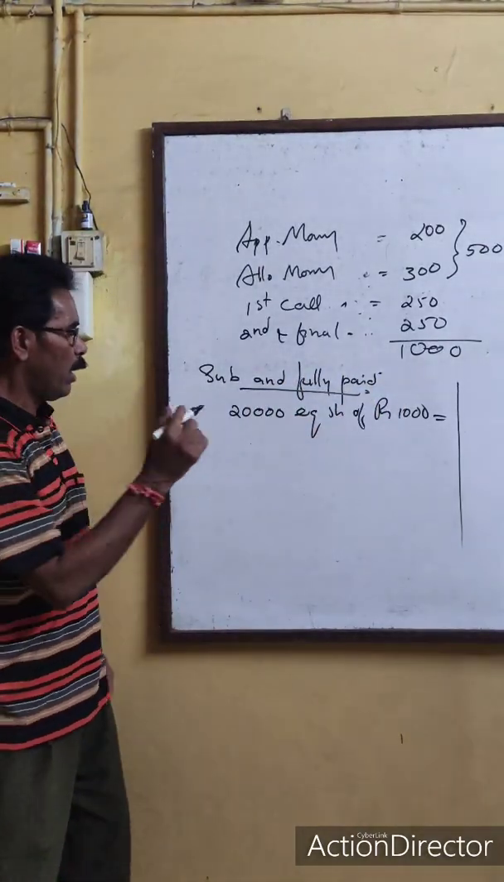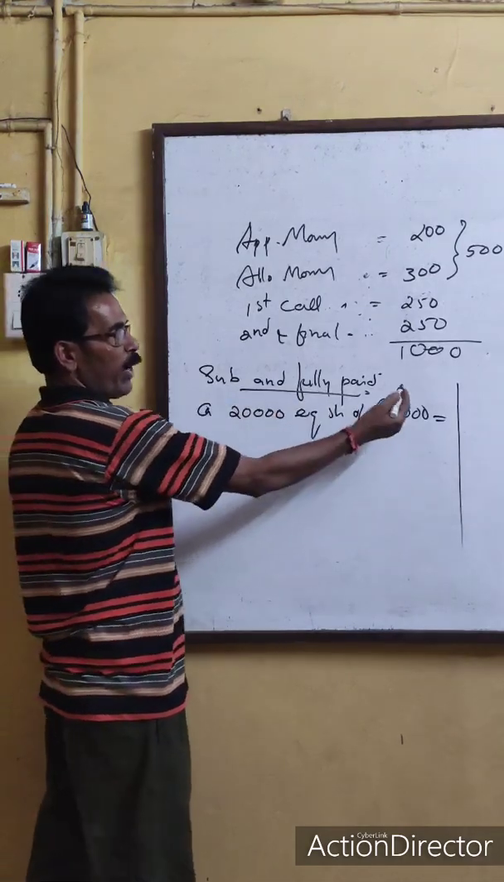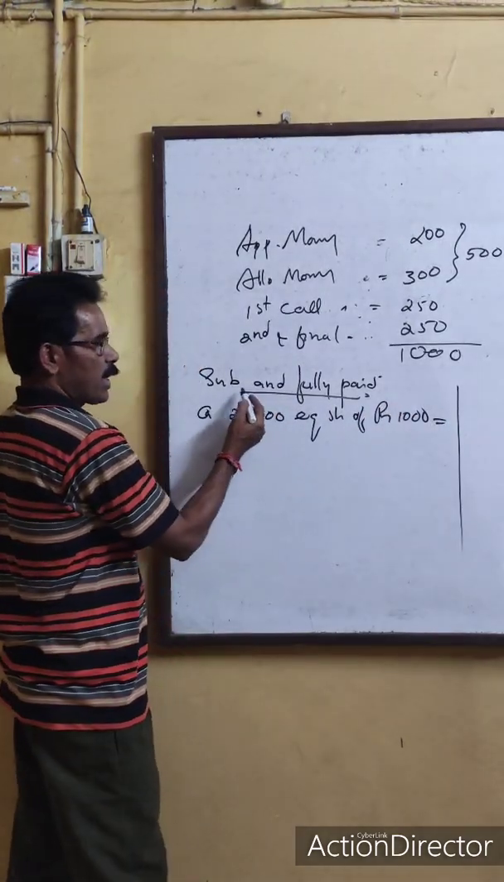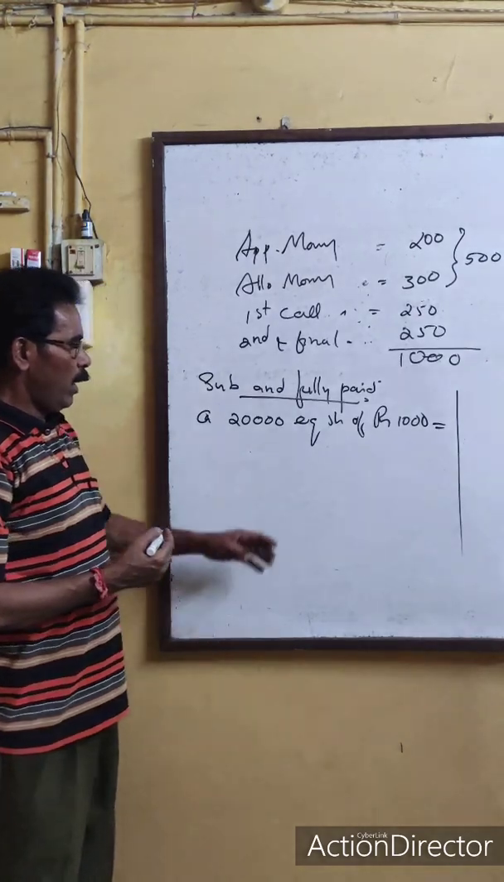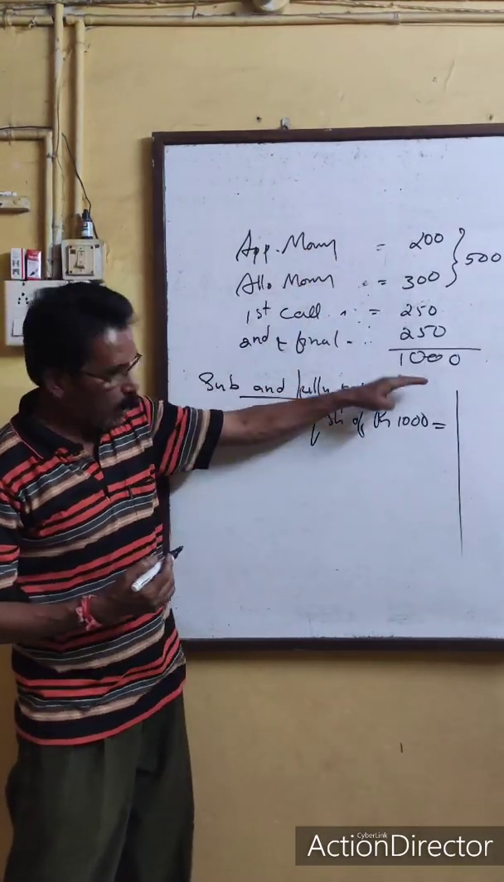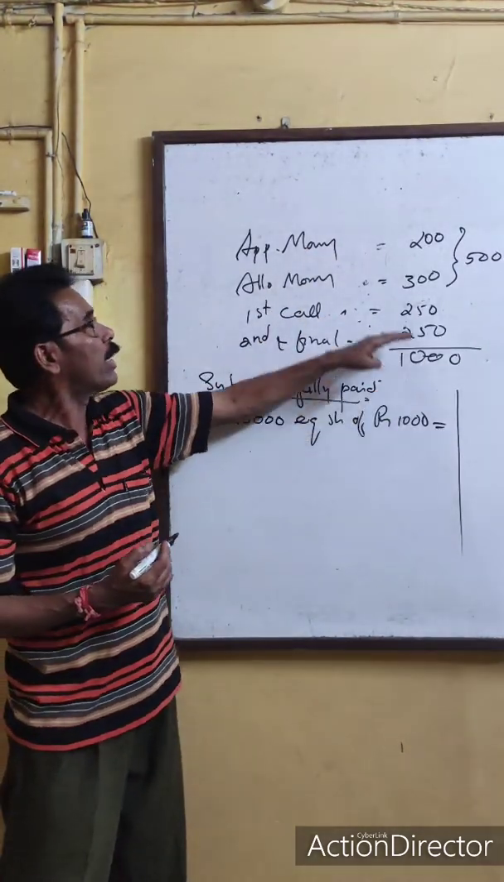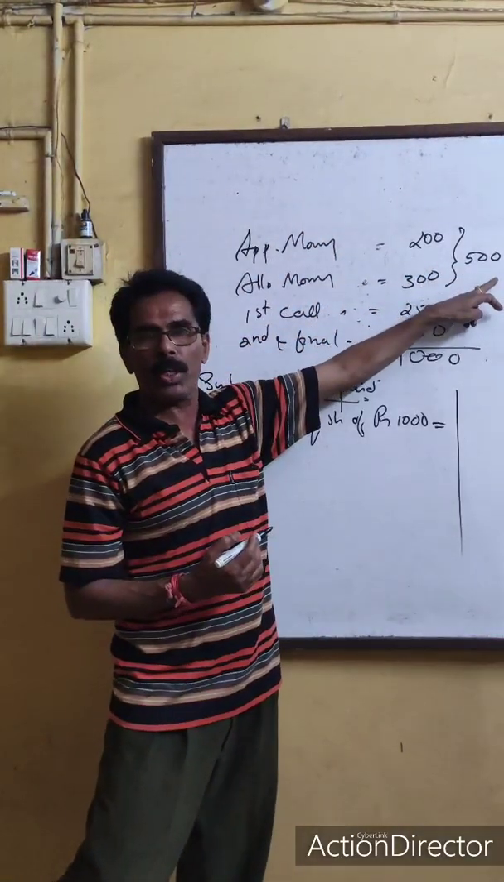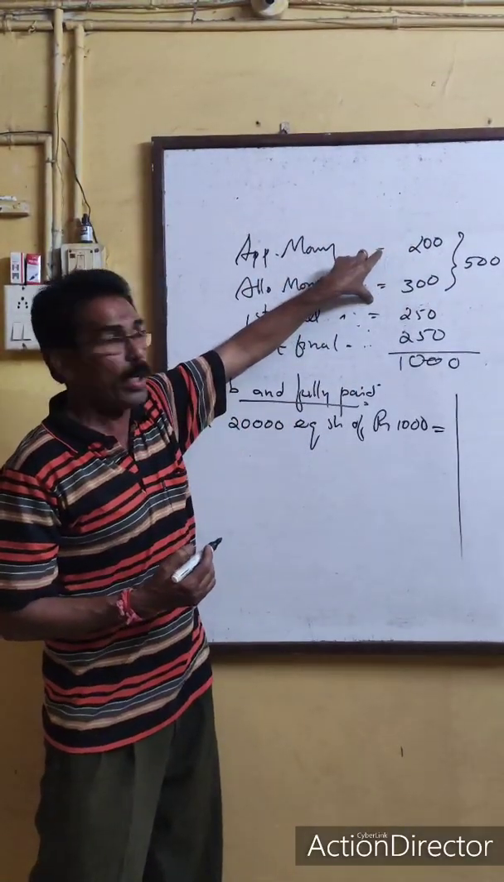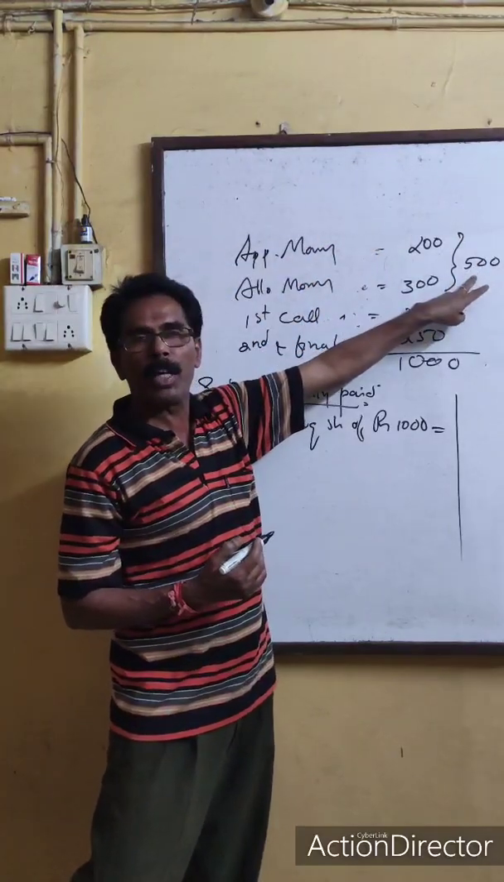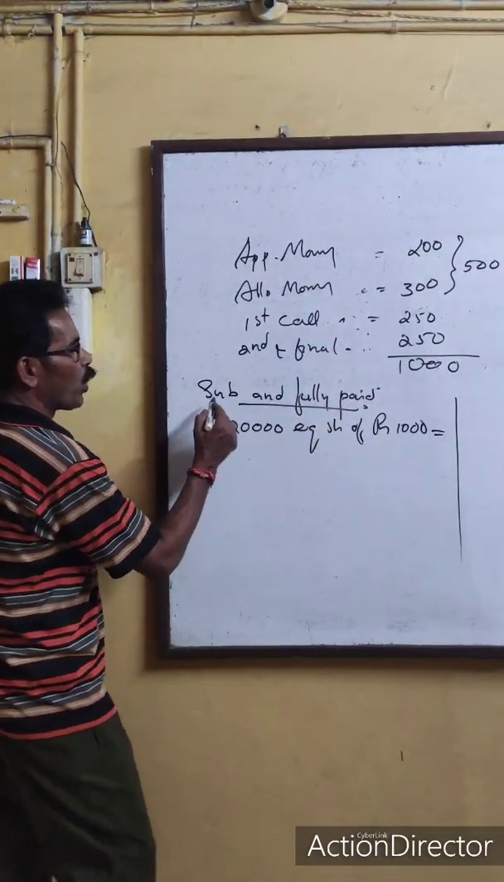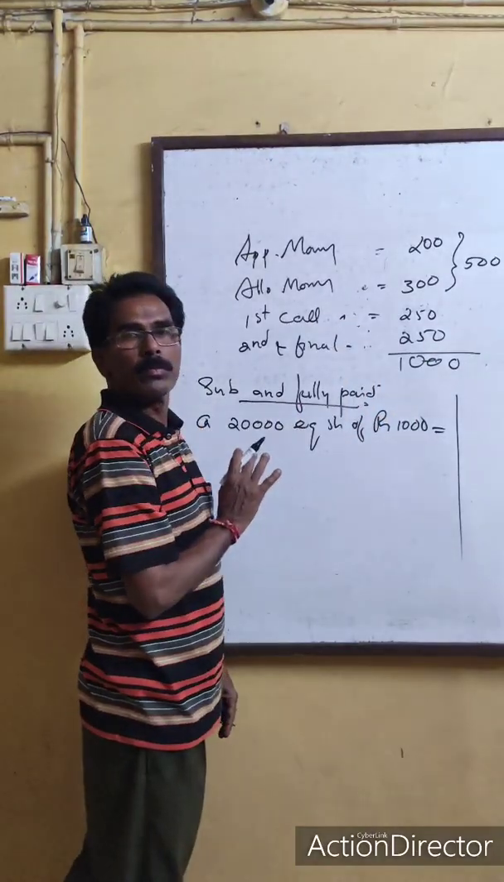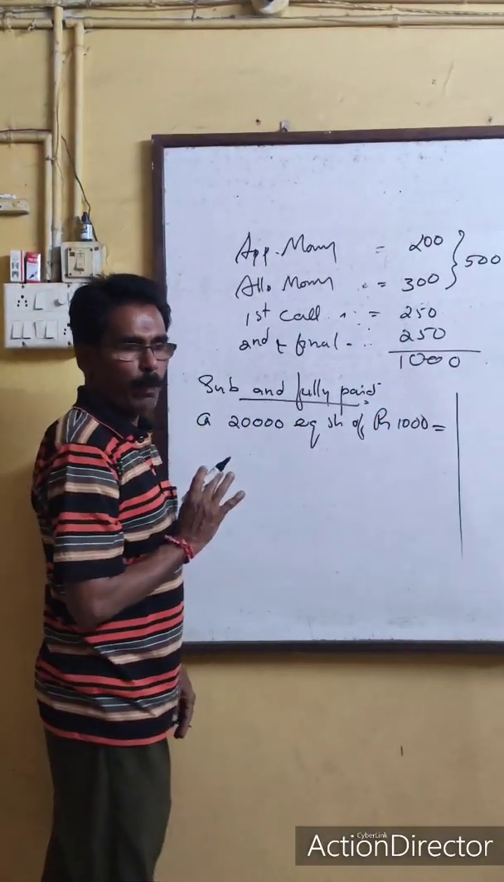So two categories. One is if the full face value is collected, then we will say subscribed and fully paid. If the full amount, all these 1000, is not called by the company, only application and allotment money, meaning 500 per share, is demanded from the shareholders, and all the people paid that 500 rupees, then also we will call it subscribed and fully paid. I think it is clear for you.